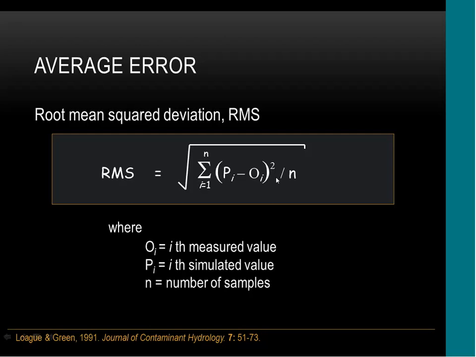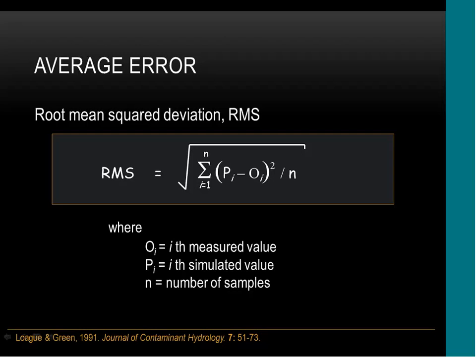And you then sum those up and divide by the number of paired observations that you've got, or the number of samples that you've got. And this gives you a good estimate of the error of the model. That gives you a sort of average error. So this is the root mean squared deviation, or RMS.